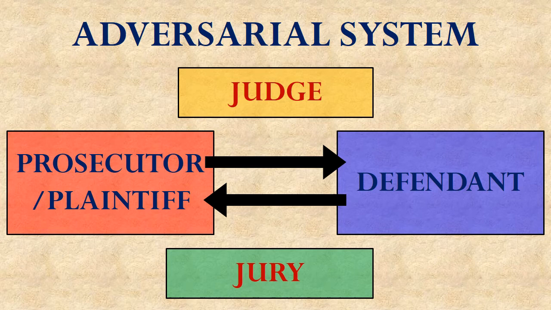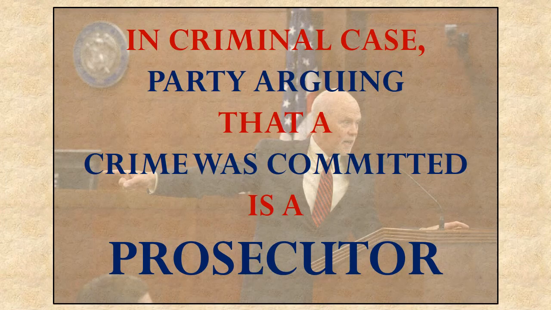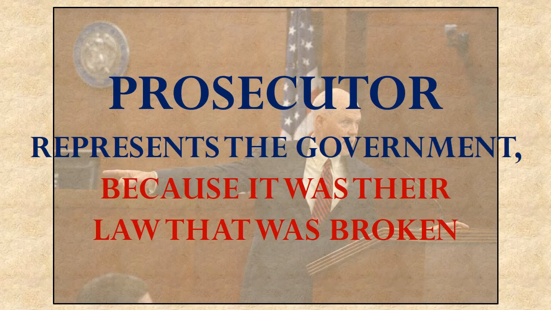Well, who's on the other side? The person who's arguing that a crime was committed is the prosecutor. So in a criminal law case, the person on the side that's doing the accusing, that is the label they're given. That's the person who's standing in the court saying, this person committed a crime, called a prosecutor. The prosecutor represents the government. They are a lawyer acting on behalf of the government, trying to argue that a crime was actually committed.